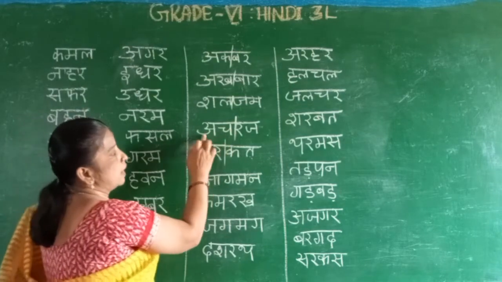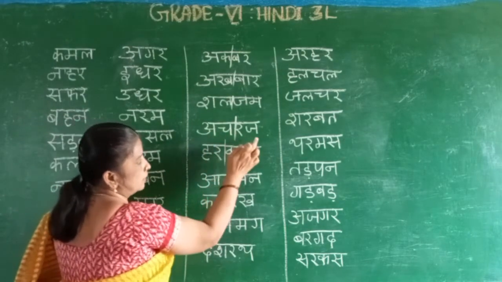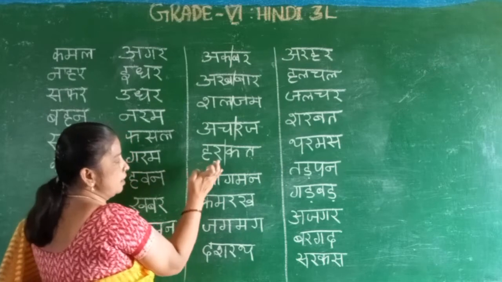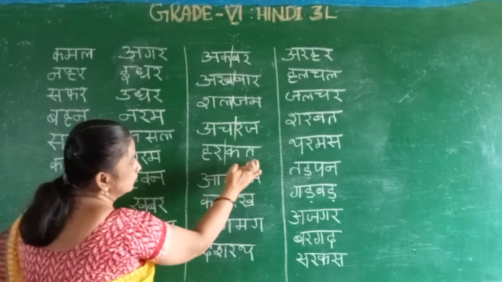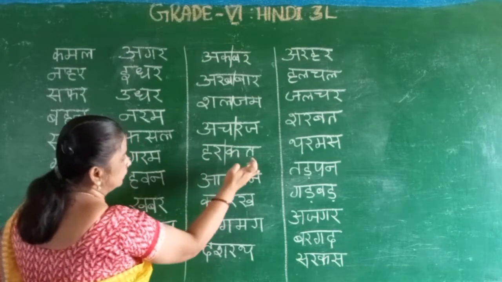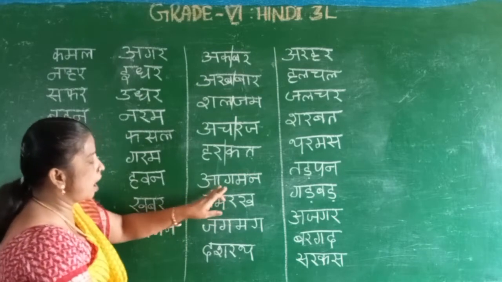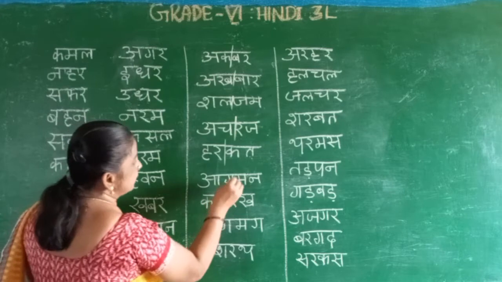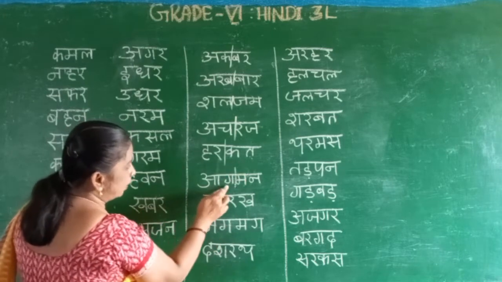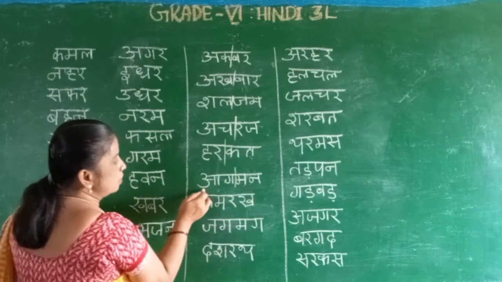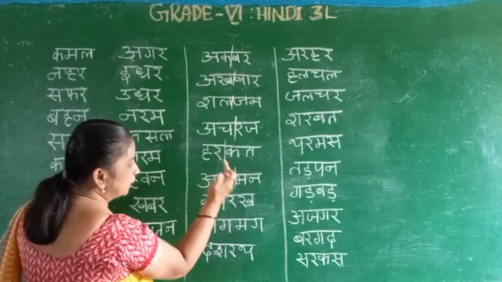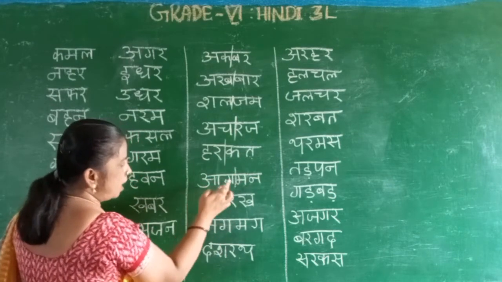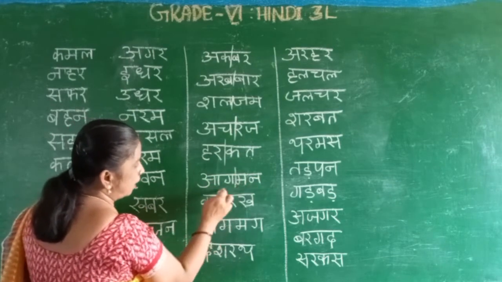A, cha, ach, ra, ja, raj, achraj. Ha, ra, har, ka, ta, kat, harkat. A, ga, ag, ma, na, man, agman. For example, you split these words. Ag has one meaning, man has one meaning. So that is why I told you to split the two letters and then read. A, ga, ag, man, agman.